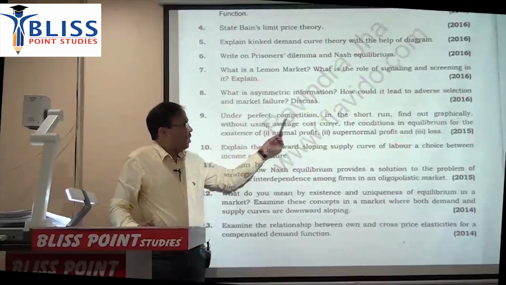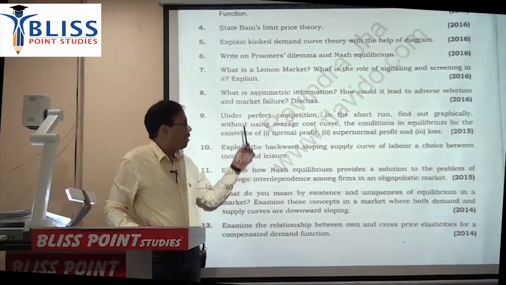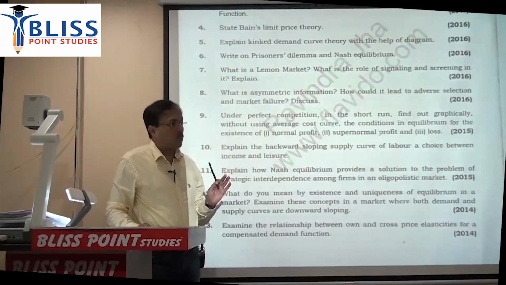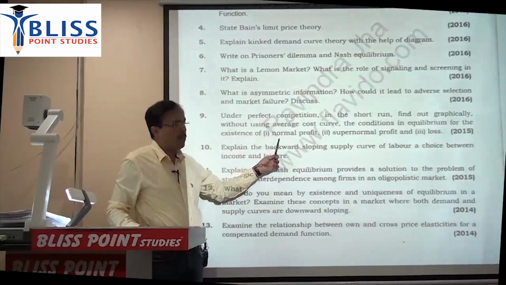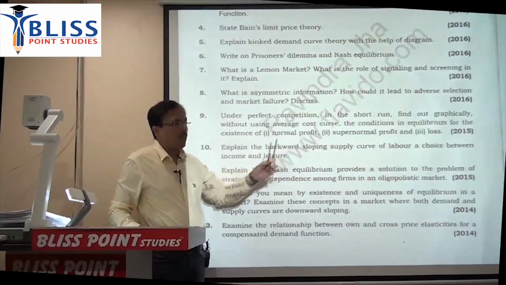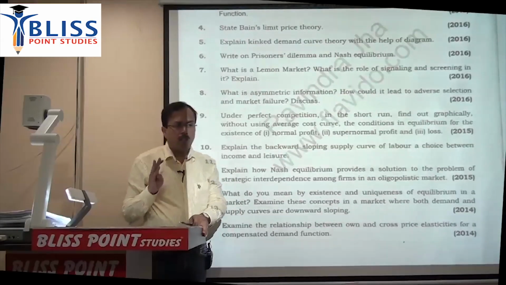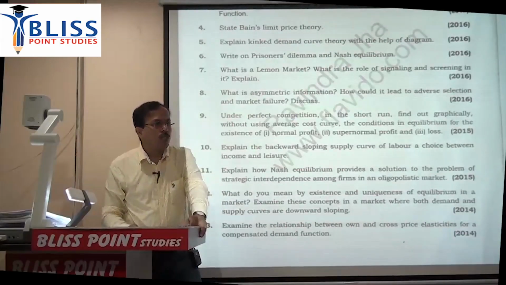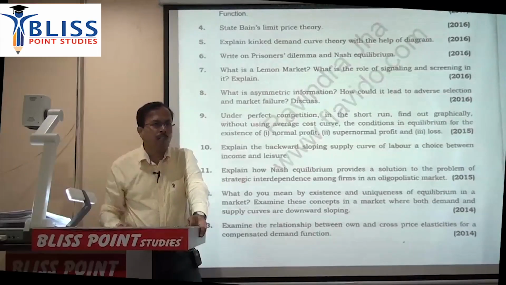Under perfect competition in short run, find out graphically. ठीक है, कोई इक्वेशन कहीं यूज नहीं करना. Find out graphically without using average cost curve. You don't have to use average cost curve. The condition in equilibrium for existence of normal profit, supernormal profit and loss. Graphically you have to show three cases: normal profit, supernormal profit and loss without using average cost curve. So without using average cost curve, how you will show graphically how much is profit, how much is normal profit and how much is loss.